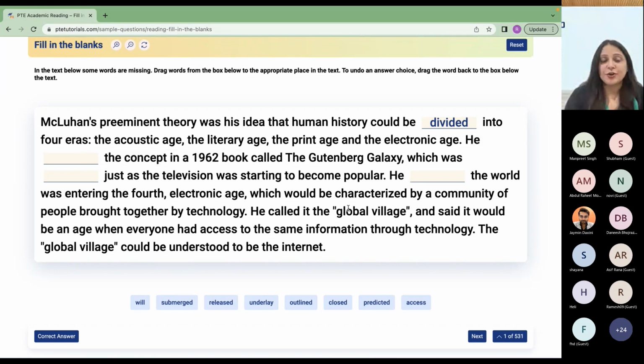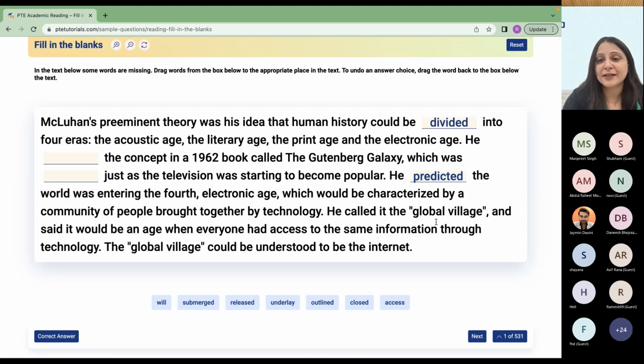If you are not sure, if you don't get the collocation in the blink of an eye, don't waste your time. Go to the next blank, which was dash just as the television, like this. And this is how you will be able to see. For example, let's check the last blank. He dash the world was entering the fourth. He predicted the world. Why did I select predicted? "Ed" is there, plus this is a collocation. So learn about collocation words.